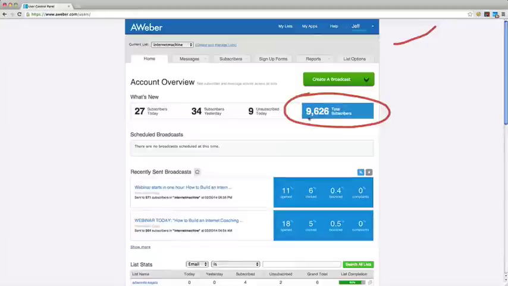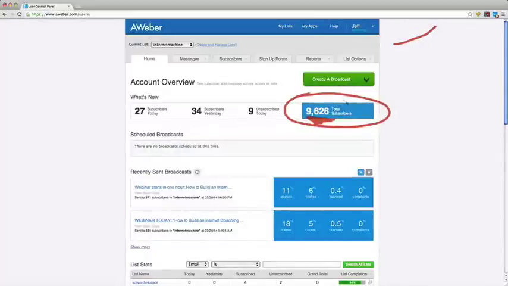9,626, as of today, in real time, this is how many customers we have. Now, what do I mean by a customer? I don't necessarily mean all these people are sending us money every day. What I mean is these are people that have already done some type of transaction with us. They've already at least given us their name and email. They've already said, hey, we're interested in what you're up to.